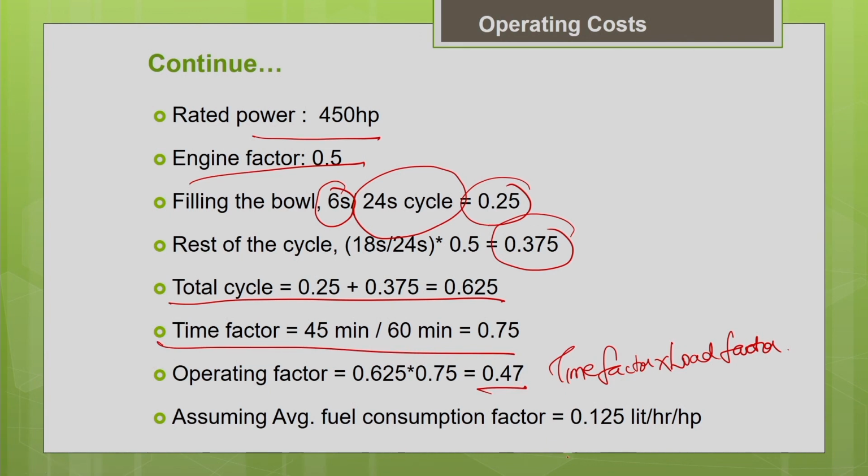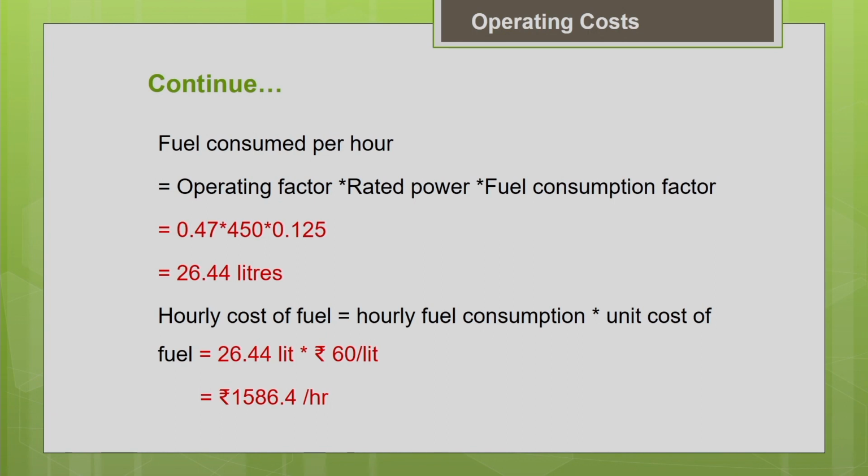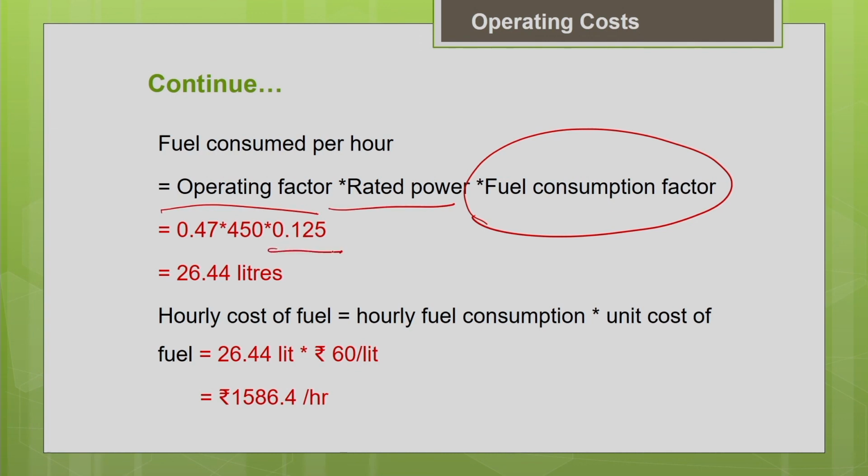Assume average fuel consumption factor. It is given in the question that the fuel consumption factor for this particular type of machine for average working condition is 0.25 liters per horsepower per hour. Now let us find the fuel consumed per hour: the operating factor multiplied by rated power into fuel consumption factor. This fuel consumption factor, which is determined for the standard conditions, we are going to adjust according to your project operating factor and the rated power of the machine. The fuel consumption factor is 0.25 liters per horsepower per hour, your horsepower of the machine is 450 and your operating factor is 0.47. So your fuel consumed per hour is 26.44 liters.